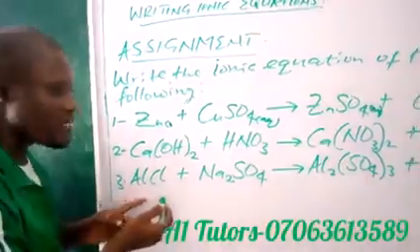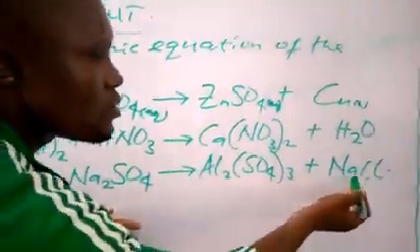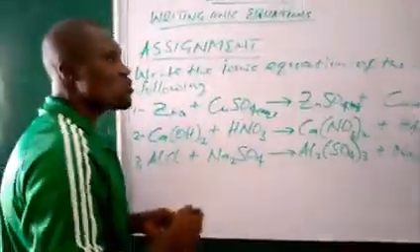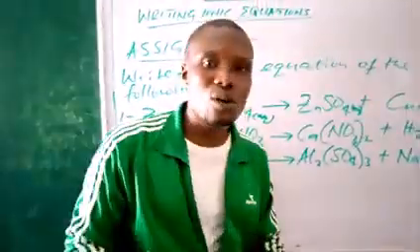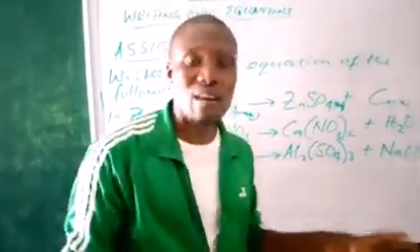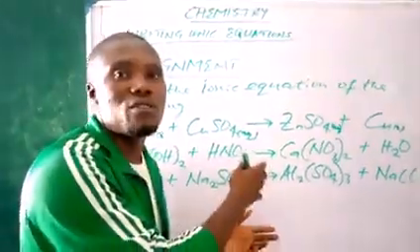Then here we have aluminium chloride reacting with sodium sulfate to give us aluminium sulfate and sodium chloride. So just make sure you go through using the video clip. Also use the rules that I have given to you. Then you'll be able to write these various ionic forms of equations.